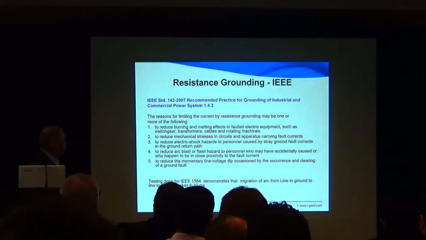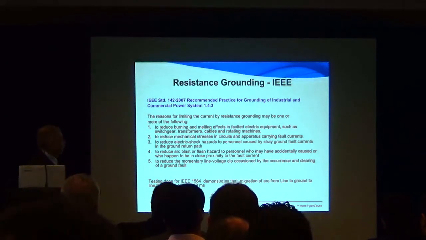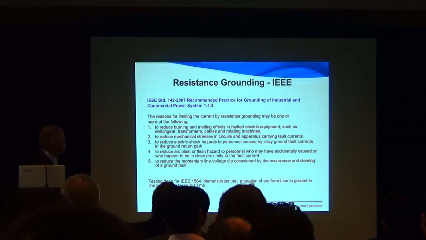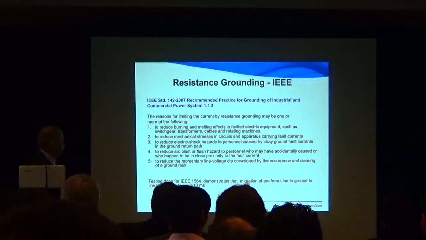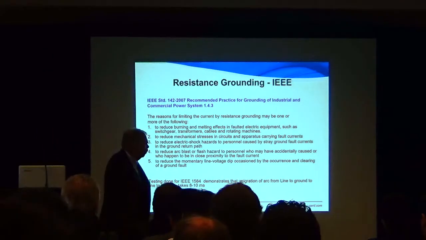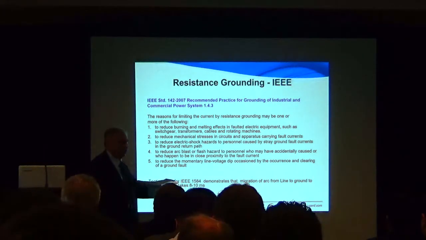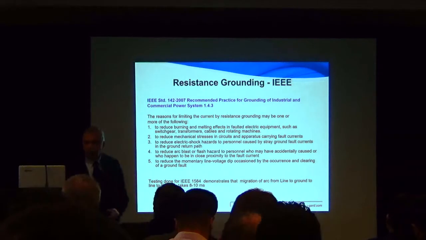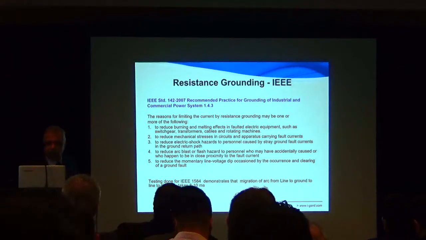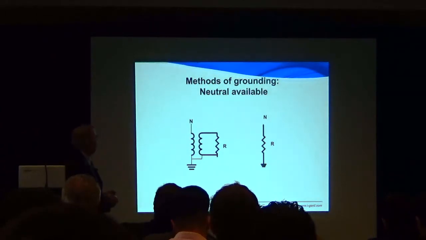It reduces momentary line voltage dip or eliminates it because the fault current is low, you don't get light flickers. Otherwise, in a solidly grounded system, you see the arcing fault produce a voltage dip because of the fault current flow. And then the testing done by 1584 demonstrated the migration of arc from line to ground to line and other phases only takes 8 to 10 milliseconds. So we need to be really cautious of not having that arc in the first place.